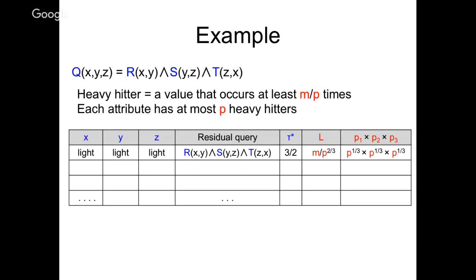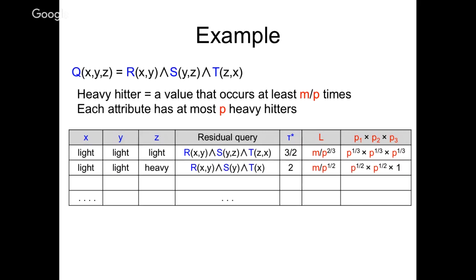I have here an example using the triangle query. The way to compute it is to identify all the heavy hitter values, and every heavy hitter occurs at least m by p times, so there can be at most p of them. A small number. Remember, the data is terabytes, p is a few thousands. And then you run several queries in parallel, depending on which values x, y, z are heavy or light. If all of them are light, then you run the standard triangle query, with a load of m by p to the 2/3.